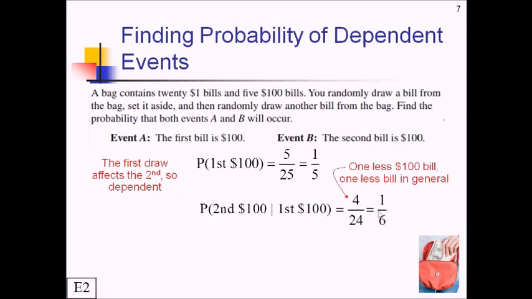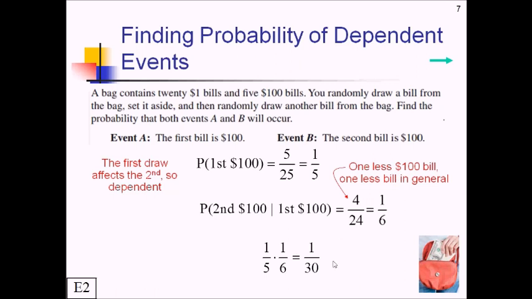So clearly, these are not the same probability. The good news is that we're still just going to multiply them together. So this is going to be 1/5 times 1/6. The only difference is that we have to work a little harder for the second probability. So overall, then, we have a 1 out of 30 chance of making this happen.